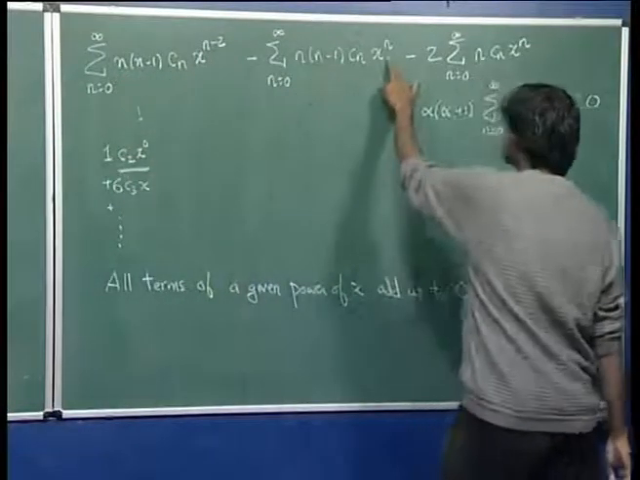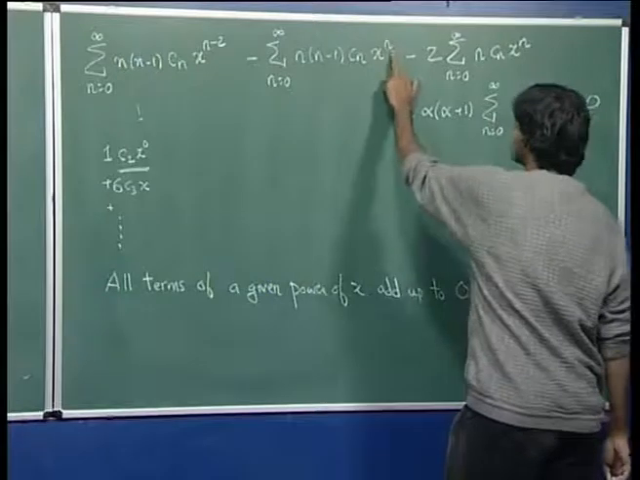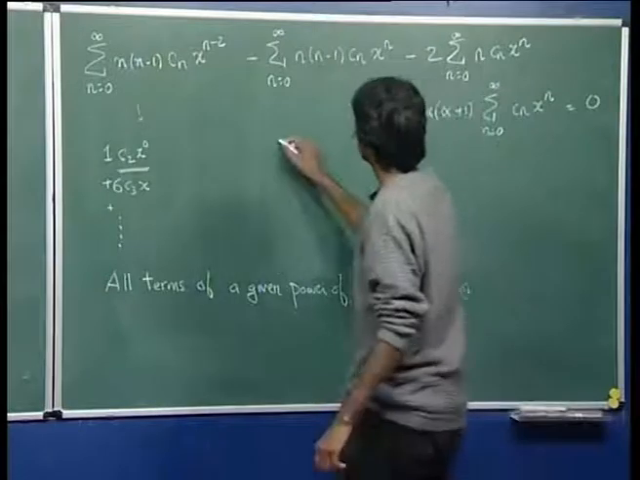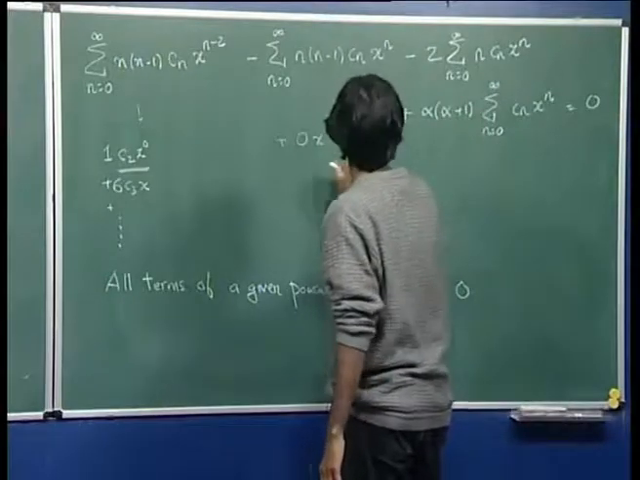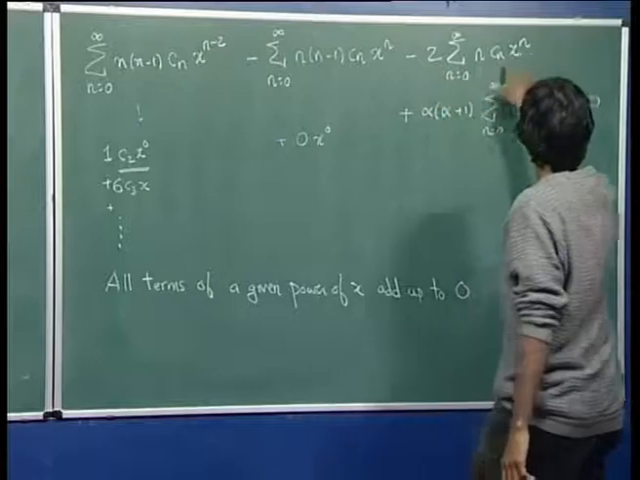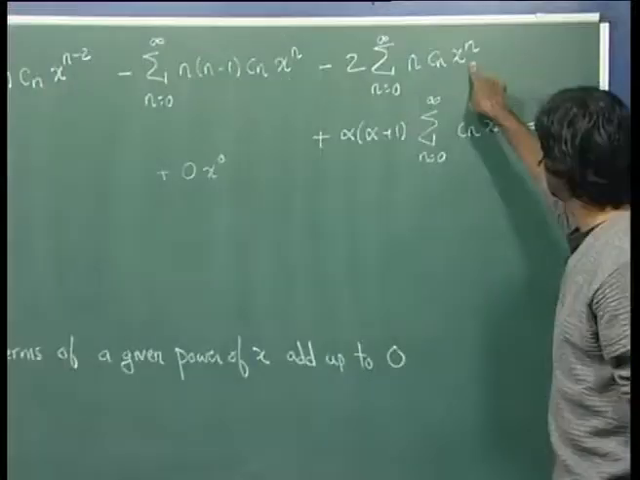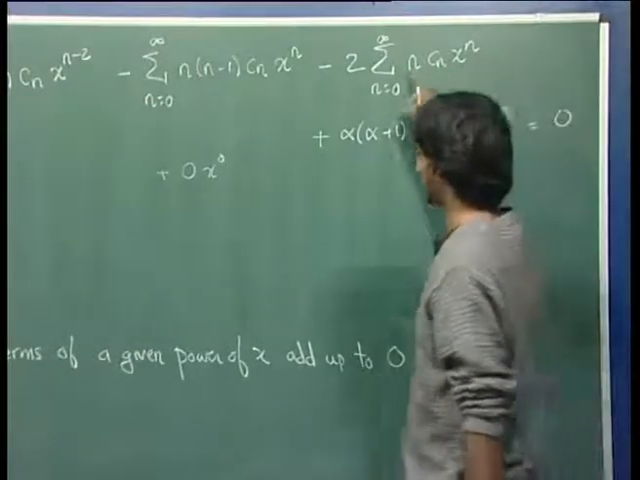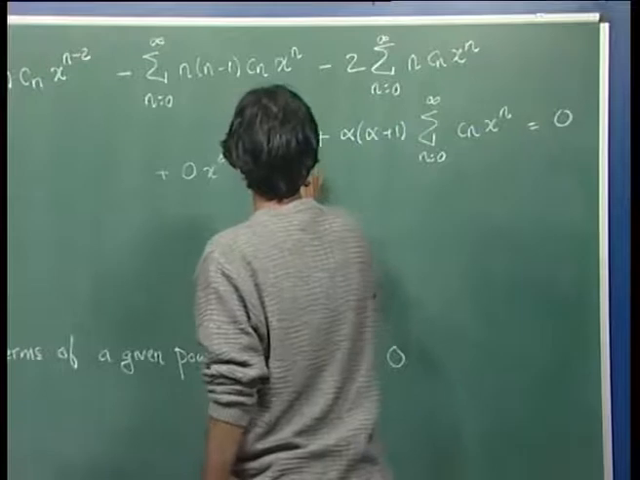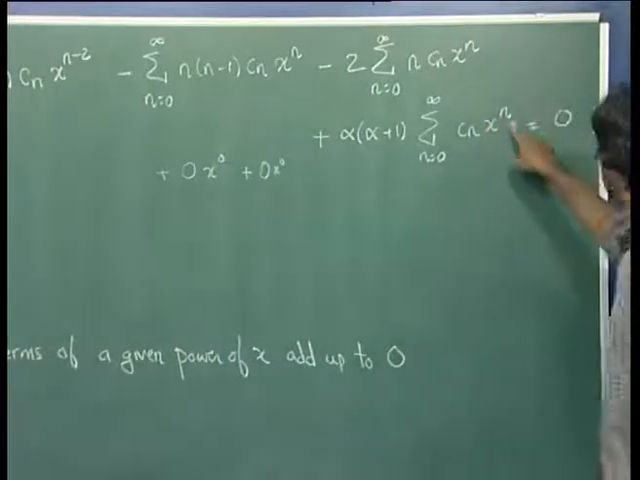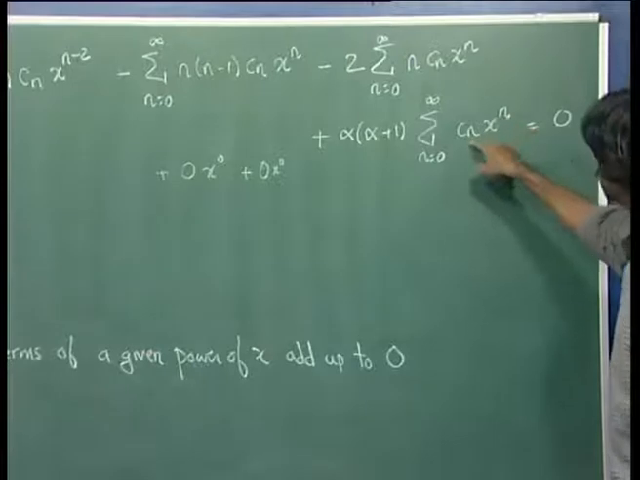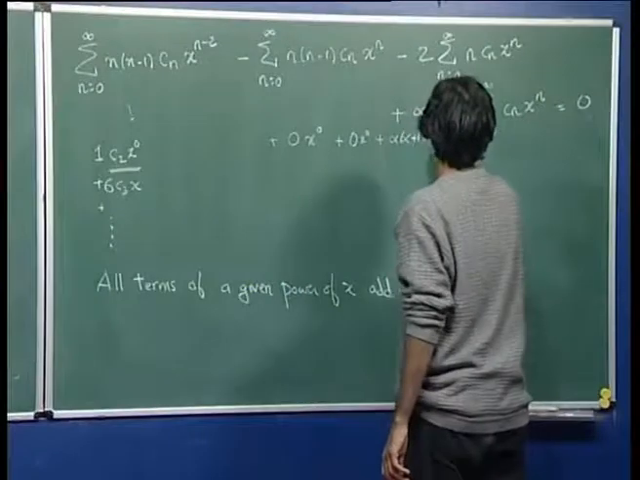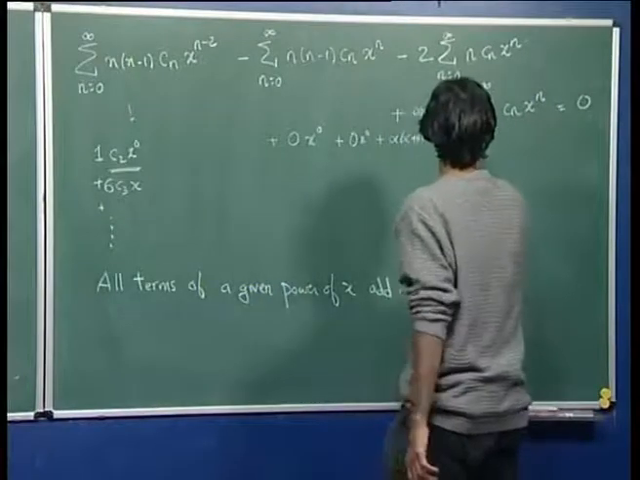Similarly, in this case the term with power of x equal to 0 will be n equal to 0, and that term is equal to 0. So, this is 0 times x power 0. In this case, the term with x power 0 will be n equal to 0, this term is n C n. So, n is 0, so it is 0, and in this case the term with x power 0 is n equal to 0. So, you have plus C 0 x power 0.